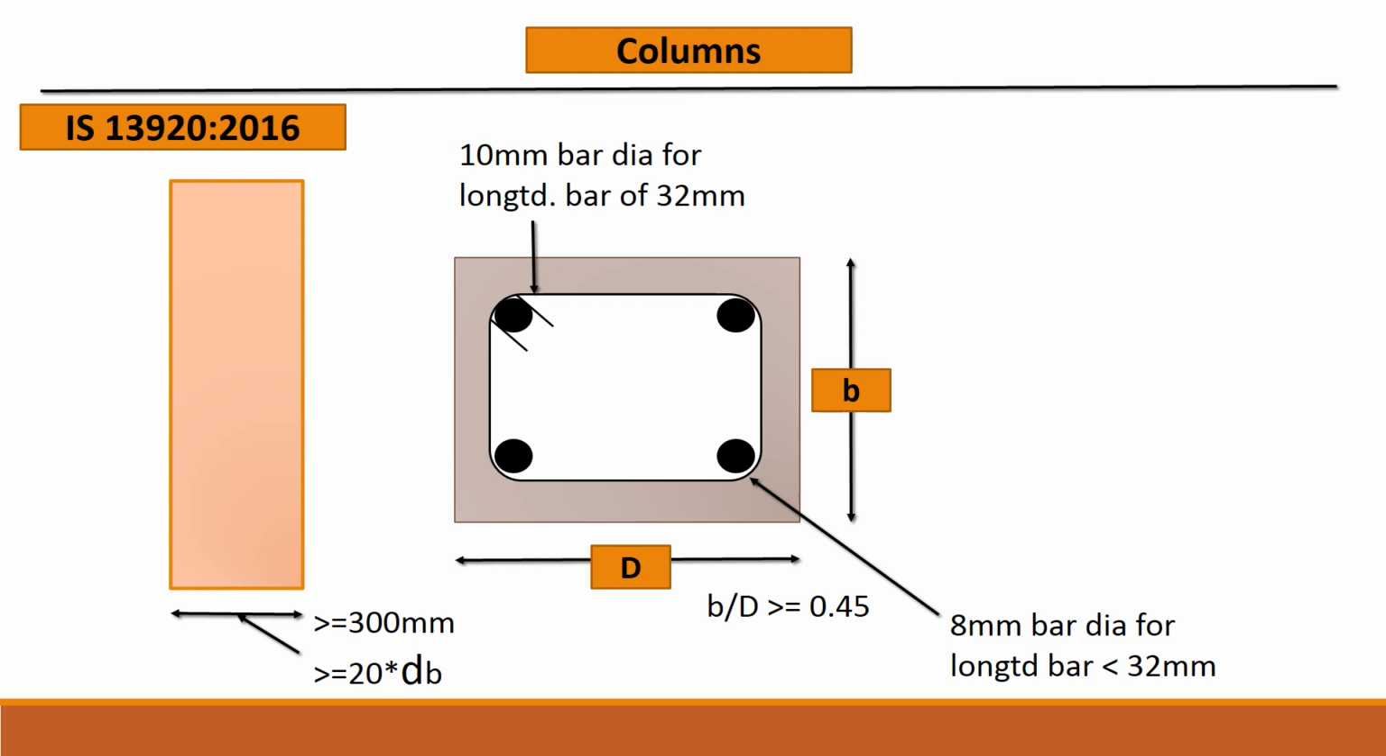Now in IS 13920, it's mentioned that the columns should be greater than or equal to 300 mm on the side, or the depth or the width of the column should be at least equal to 300 mm. It could also be equal to or greater than 20 times dB, where dB is the diameter of the longitudinal bar running throughout the length of the column. Now in columns, if the cross section is taken, the B by D ratio has to be greater than or equal to 0.45.